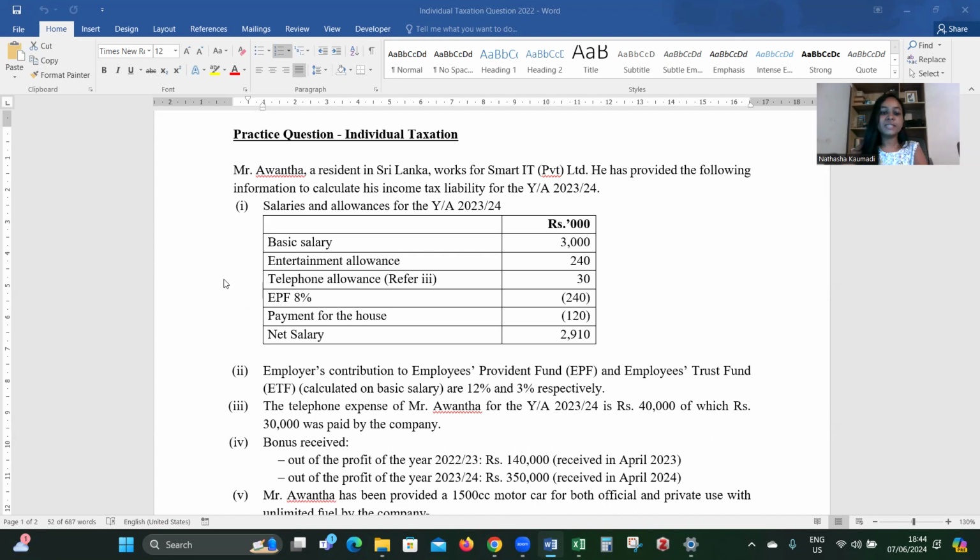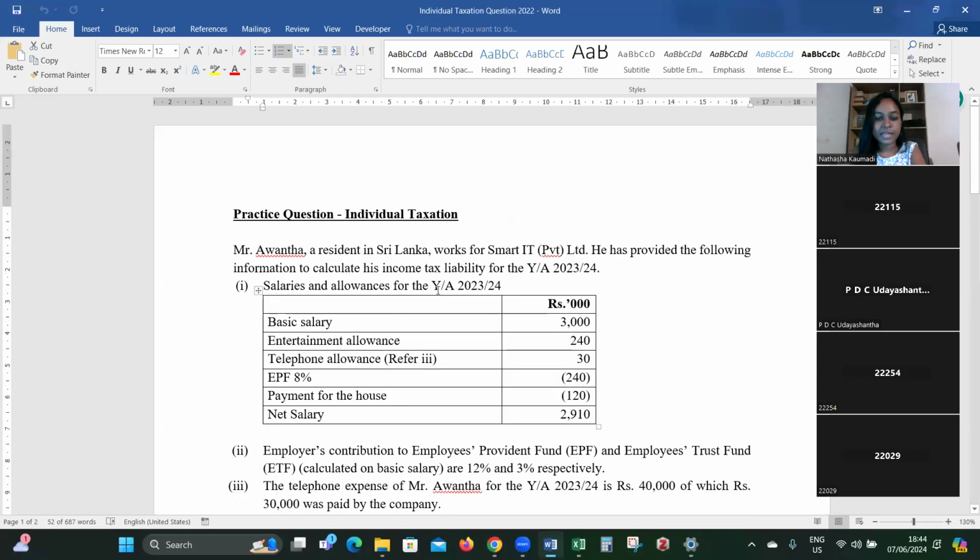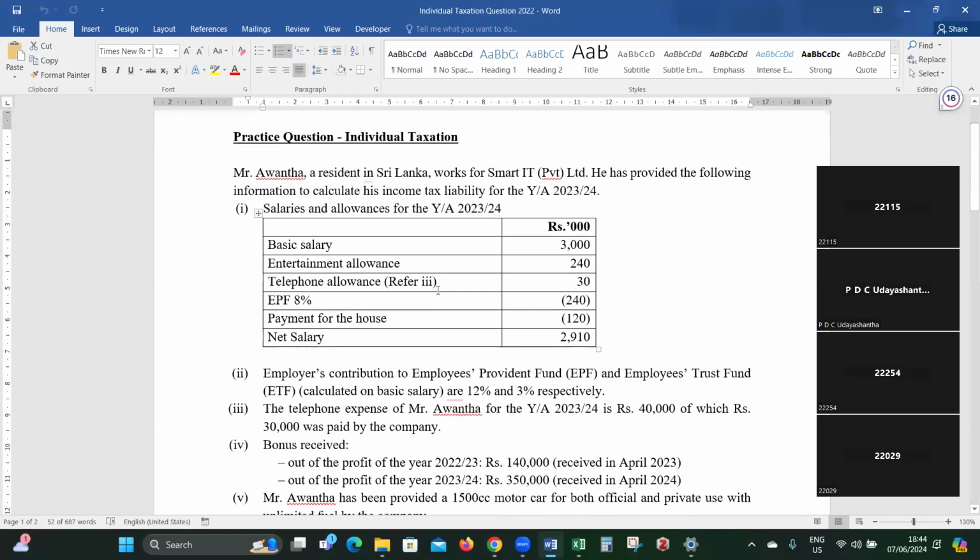So this is the question, as you can see. Hopefully you can see my screen. Can somebody confirm the screen is visible? Yes, visible. Okay, thank you, sir.